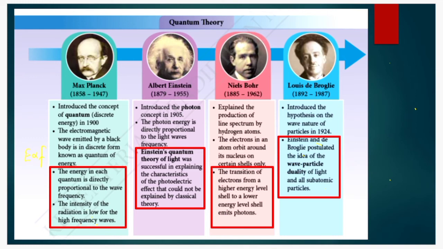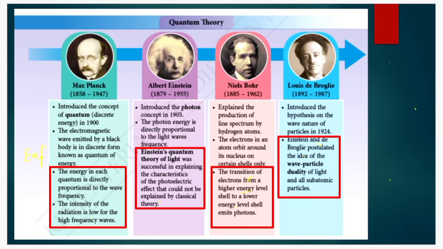Albert Einstein introduced the photon concept. The photon energy is directly proportional to light wave frequency. Einstein's quantum theory of light was successful in explaining the characteristics of the photoelectric effect that could not be explained by classical theory. Niels Bohr explained the production of line spectrum by hydrogen atoms.